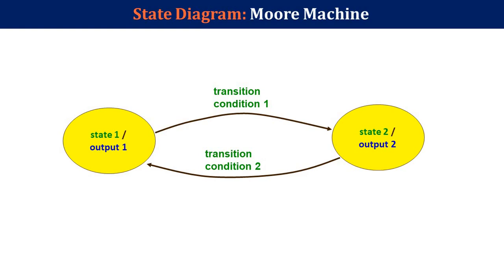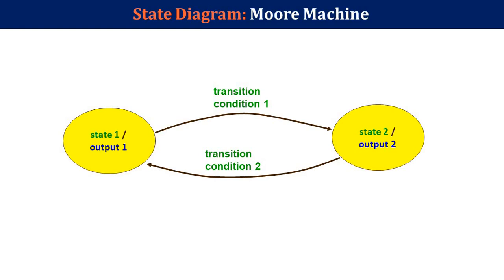Hence the output is constant here, meaning the output function is constant. Hence for a given state you have to provide the output inside the circle only. However many states there are in your state diagram, you have to provide the output inside the circle only.